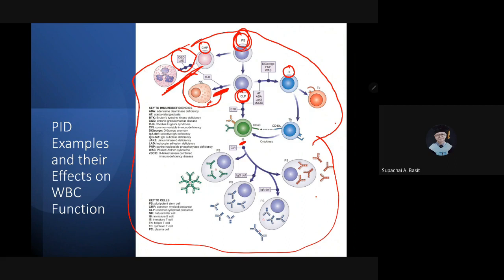If somewhere along the way you have a problem with the maturation of immature T cells, then these are the diseases that you can possibly get. You can get the DiGeorge anomaly. You can get PNP, which stands for purine nucleoside phosphorylase deficiency. And you can even get WAS, or the Wiskott-Aldrich disease.